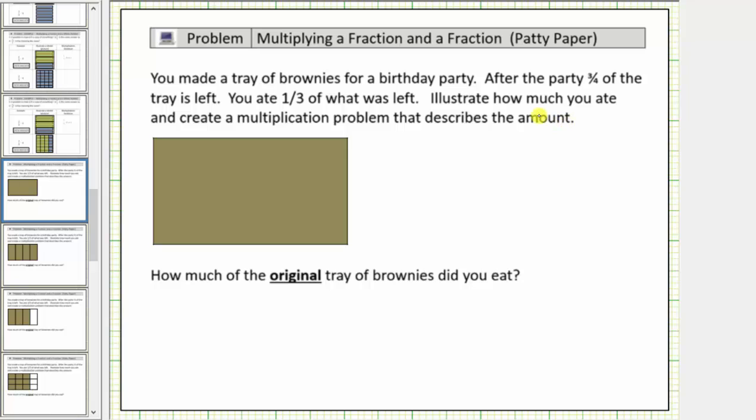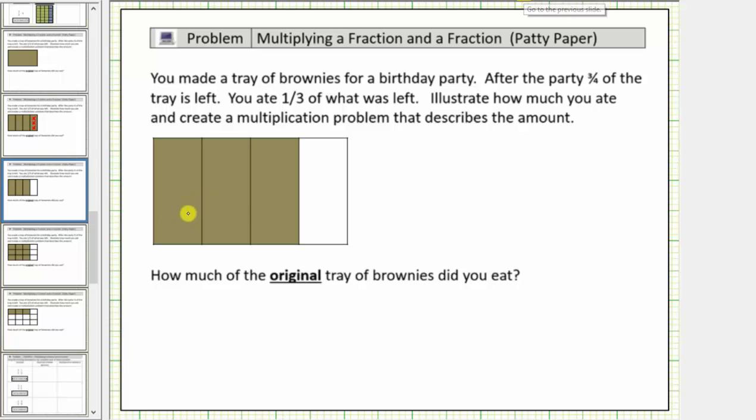To begin, we'll model 3/4 of the tray of brownies because that's how much is left after the party. To do this, we'll divide the tray into 4 equally sized pieces or parts and then shade 3 of the 4 parts. So let's divide this vertically into 4 equally sized pieces or parts, which we see here. Because 3/4 is left after the party, let's say this is the amount that was eaten, and therefore this is the amount of leftovers, 3/4 of the tray.